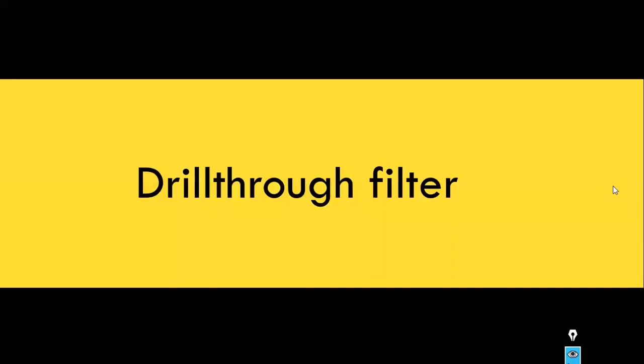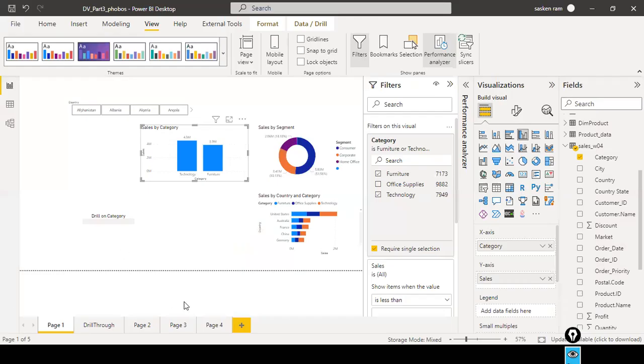This drill through filter in Power BI allows us to select a value in a visual, and it enables us to drill through or navigate to a different page to view the details for the value that we have selected in the main page. I'll show you here with this simple example, and you should be able to understand.